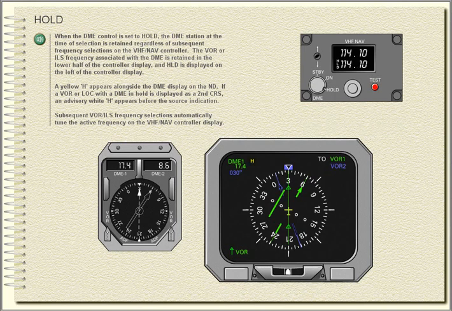A yellow H appears alongside the DME display on the ND. If a VOR or ILS with a DME in hold is displayed as a second course, an advisory white H appears before the source indication. Subsequent VOR ILS frequency selections automatically tune the active frequency on the VHF nav controller display.